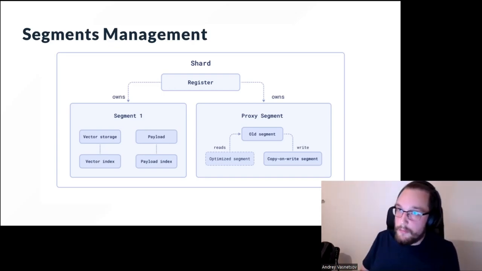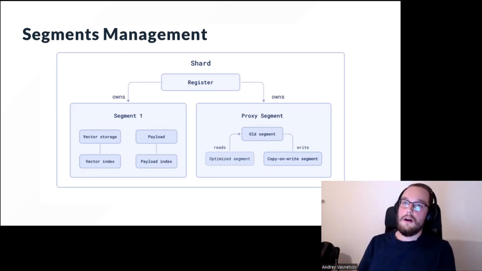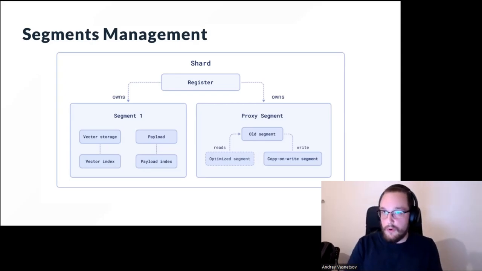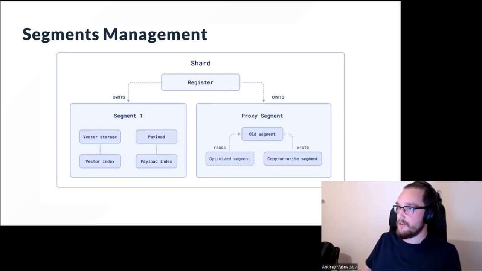So the first problem is solved by simply employing a copy-on-write mechanism. Whenever a user inserts new data into, or changes data in, the immutable segment, we just copy this piece of data into a mutable segment, mark it as deleted in the old segment, and everything works. The second problem is a bit more complicated, because we need to perform long-running optimizations on a segment.